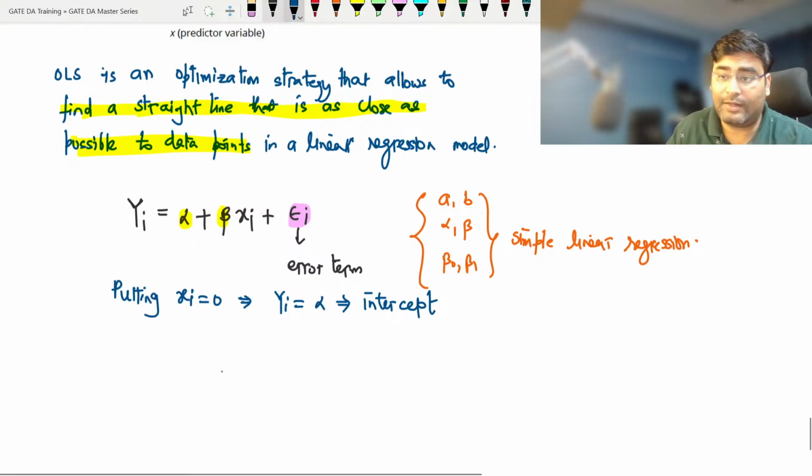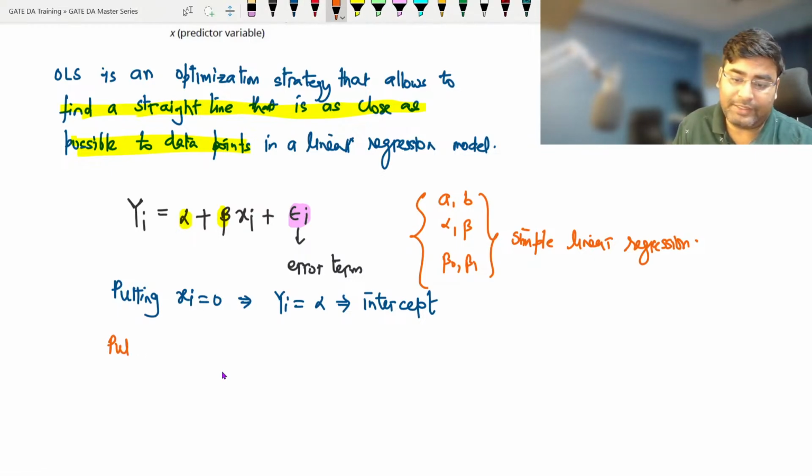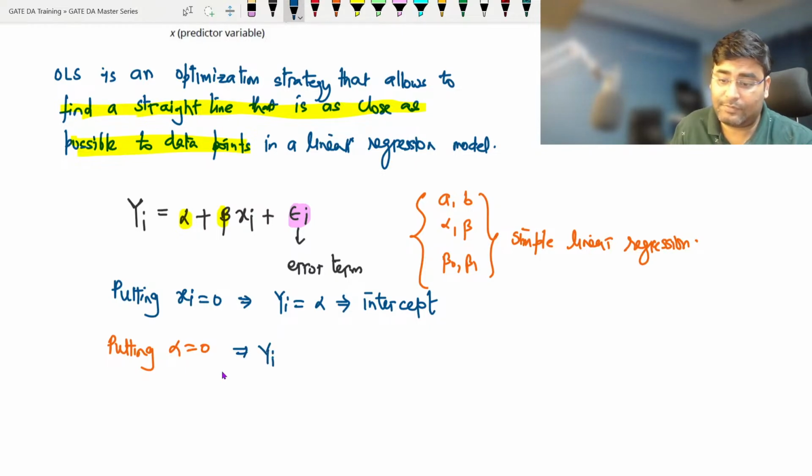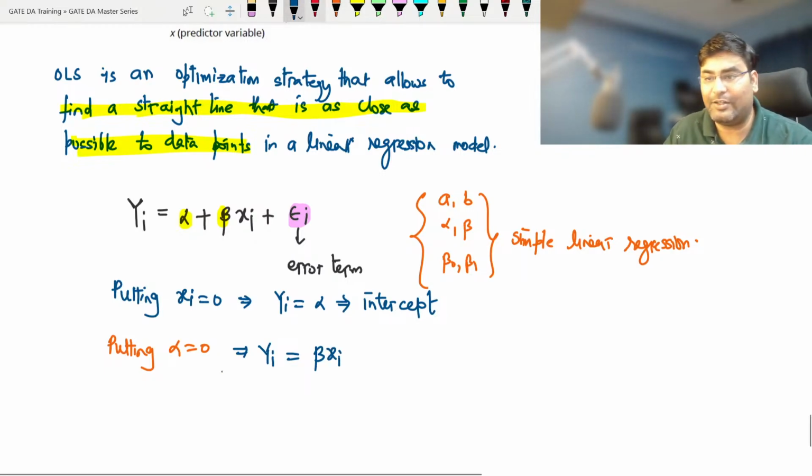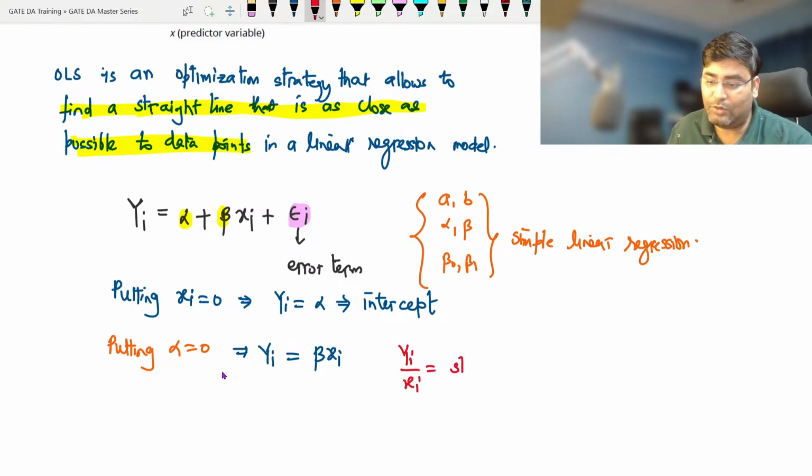Now, if you make the intercept 0, putting alpha 0, and also assume that the error is not there, you will write yi equal to beta xi. So basically here you can see that yi by xi is your slope, and slope is equal to beta. Right? Clear, Aditya? Everyone?